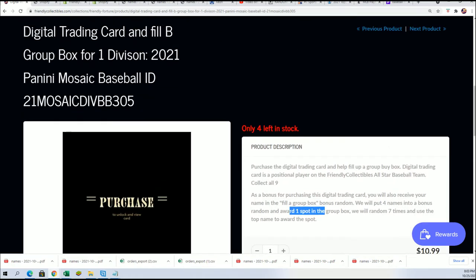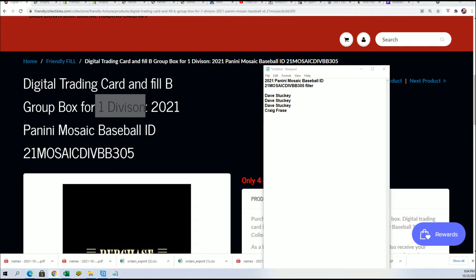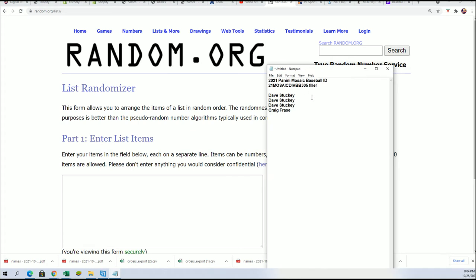So it's the same thing we have for another division here in the filler section. So if you're interested in getting in on the next filler, be my guest, you can take a shot at winning a division for $10.99 in Mosaic. It's risky, though. We'll see what happens here in this one. Seven times, two winners at the top of the list after seven. It's risky.